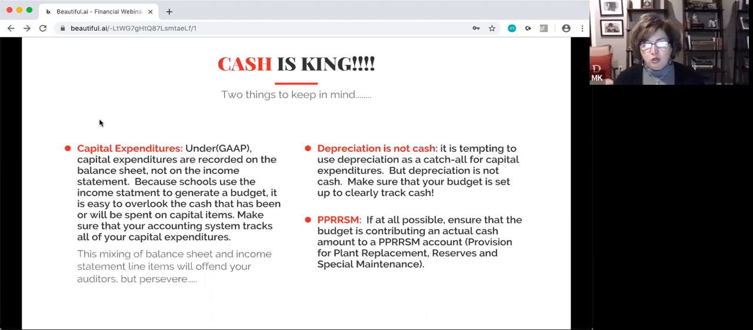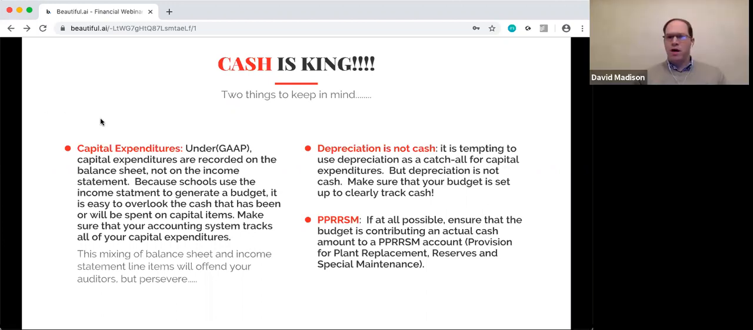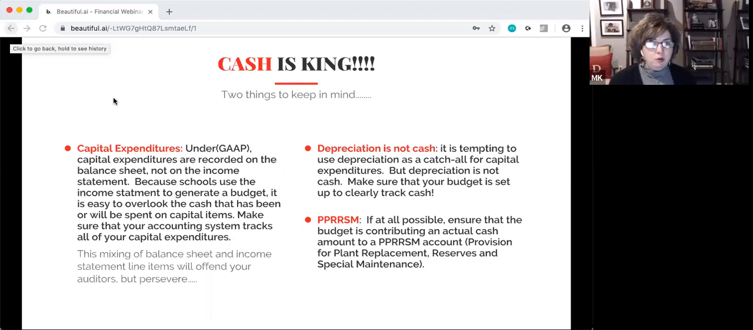And so when you are talking about a Prism account, that's why it's so important to have it. Prism does not just mean plant replacement, it means reserves, and it means any special maintenance you have to do. So it kind of incorporates all of that. But that would be not on your balance sheet, but on your financials, correct? Yes, yes. And then the depreciation, just remember that depreciation is not cash, and it's important. We always included depreciation in our budget.